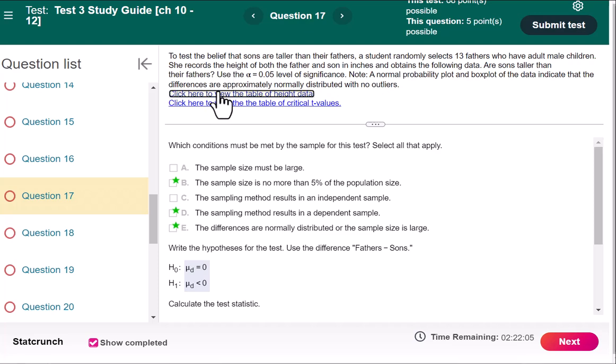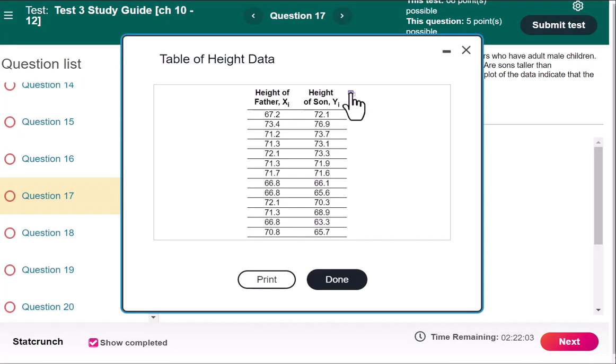So they are dependent. We're going to do that in StatCrunch. Okay. Sons are taller than their fathers. That means fathers are shorter than their sons. So what we want the difference to be, positive or negative? Here's how I would think about it.